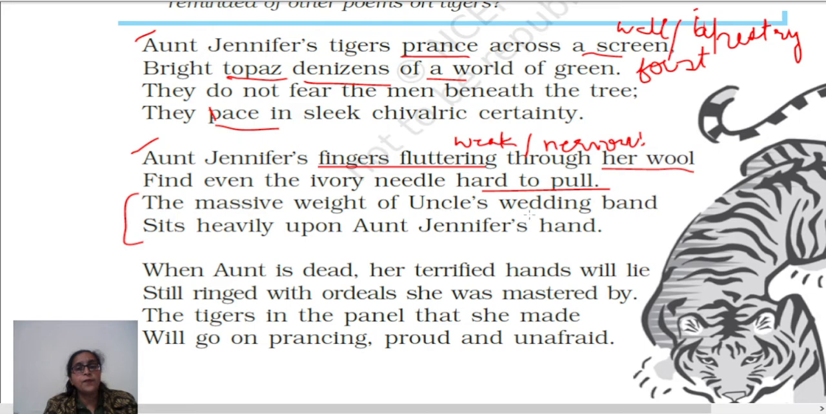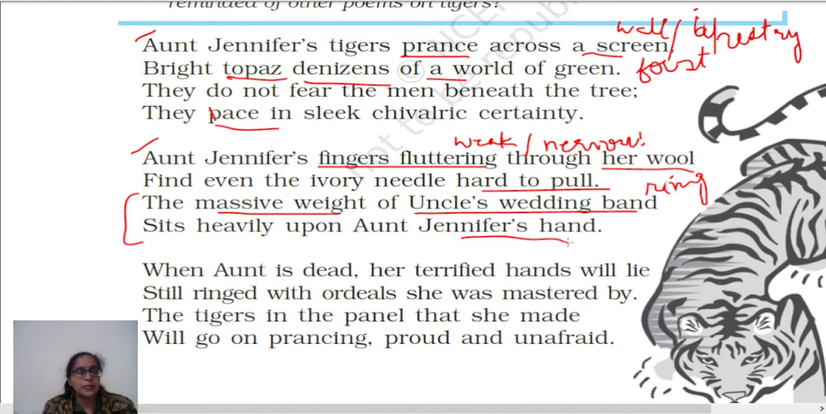The massive weight of Uncle's wedding band. Now wedding band, here it is the ring that she is wearing, that represents that she is married now and she is under the control of her husband. Why? Marriage is a very happy moment, but for Aunt Jennifer this happiness cannot be derived from the marriage, and that is why she is feeling that the weight of the ring is quite heavy on her soul and sits heavily upon Aunt Jennifer's hand.